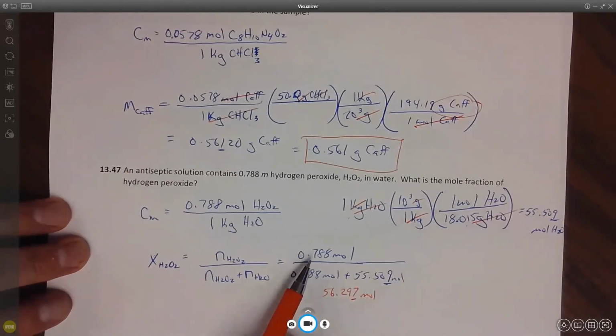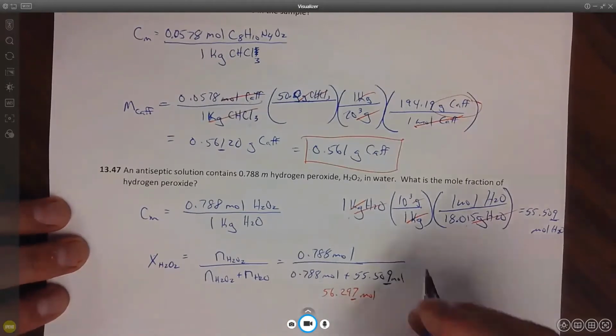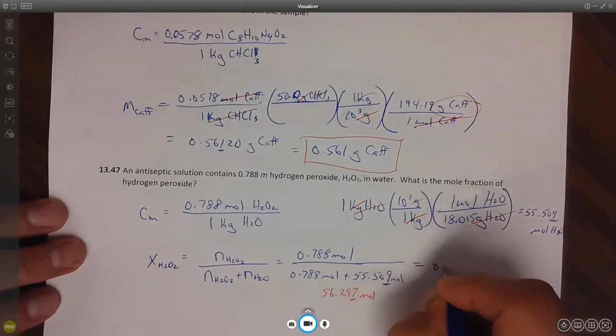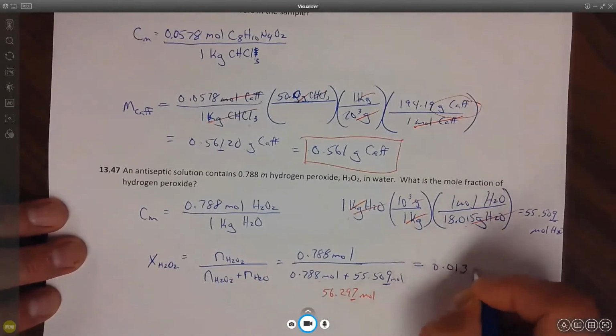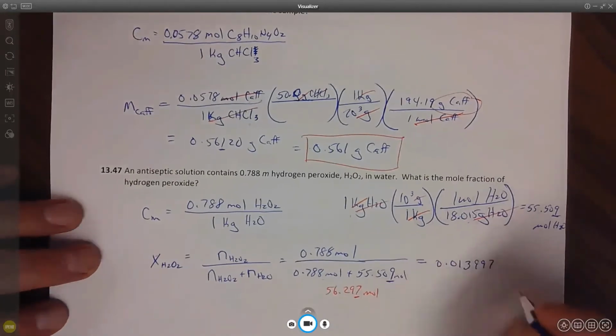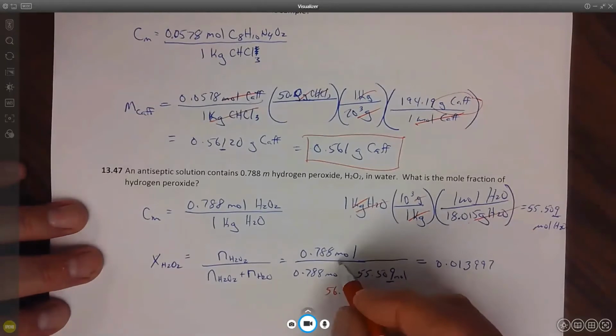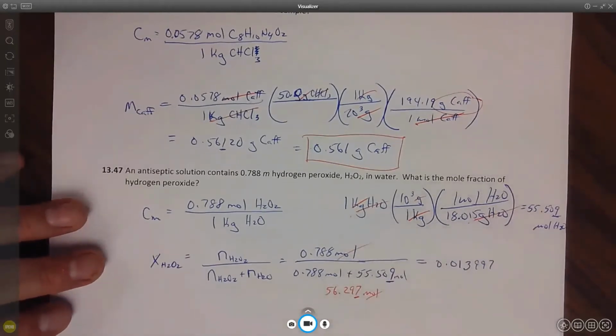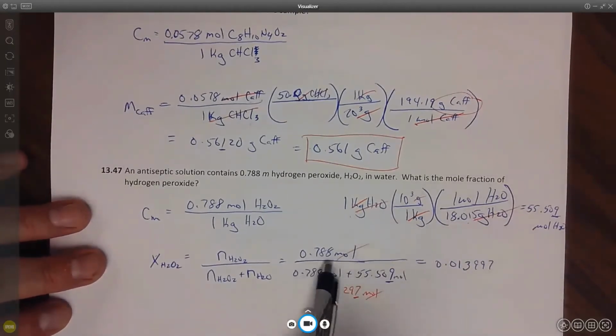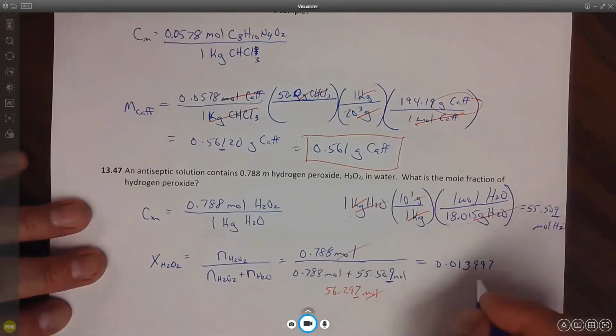Then finally, we're going to take the 0.78 and divide it by the 56. That's going to give us a value of 0.013997. No units now, right? Because the moles cancel the moles, so there's no units. And this now is 3 sig figs. This is 5, so this is 3.